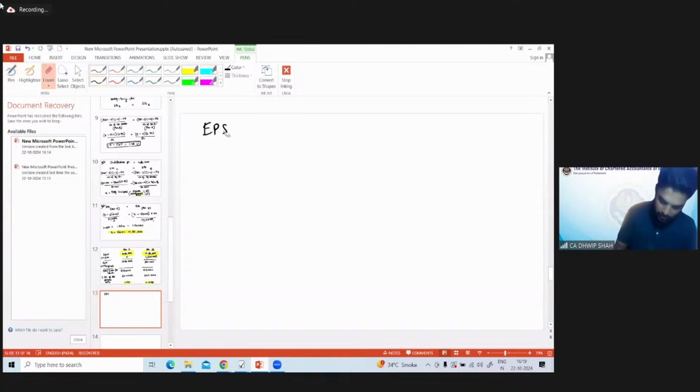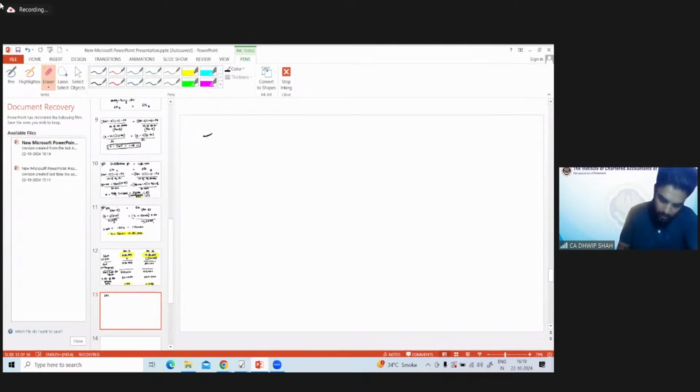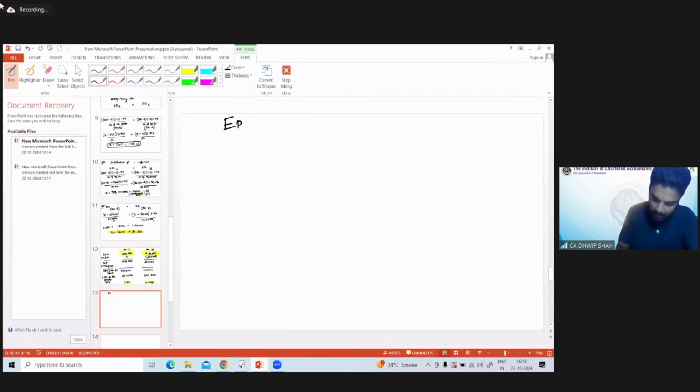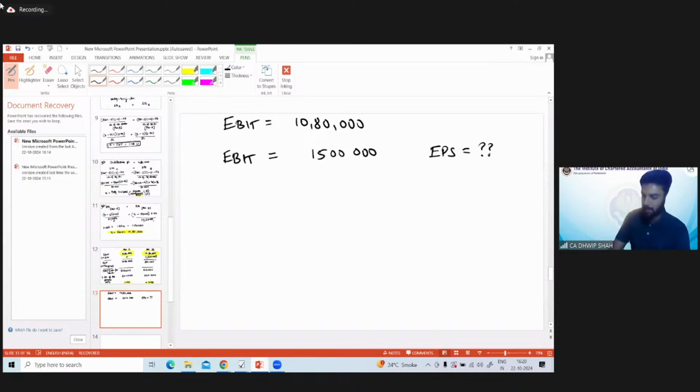See, we know when EBIT is 1080, EPS is the same. So we can go for any plan, correct? It doesn't make any difference to us. Now I would want you all to calculate EPS when EBIT is, let's say, 15 lakh. This is case 1. You need to calculate EPS under both the plans. And another case is when EBIT is, let's say, 8 lakhs.